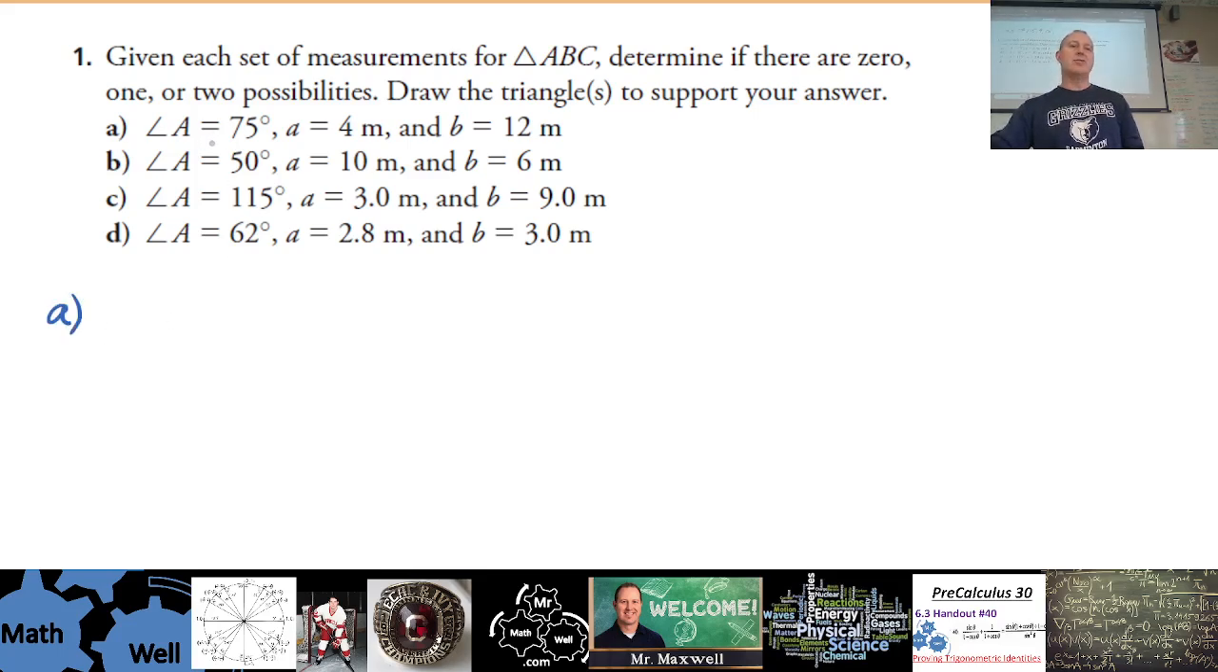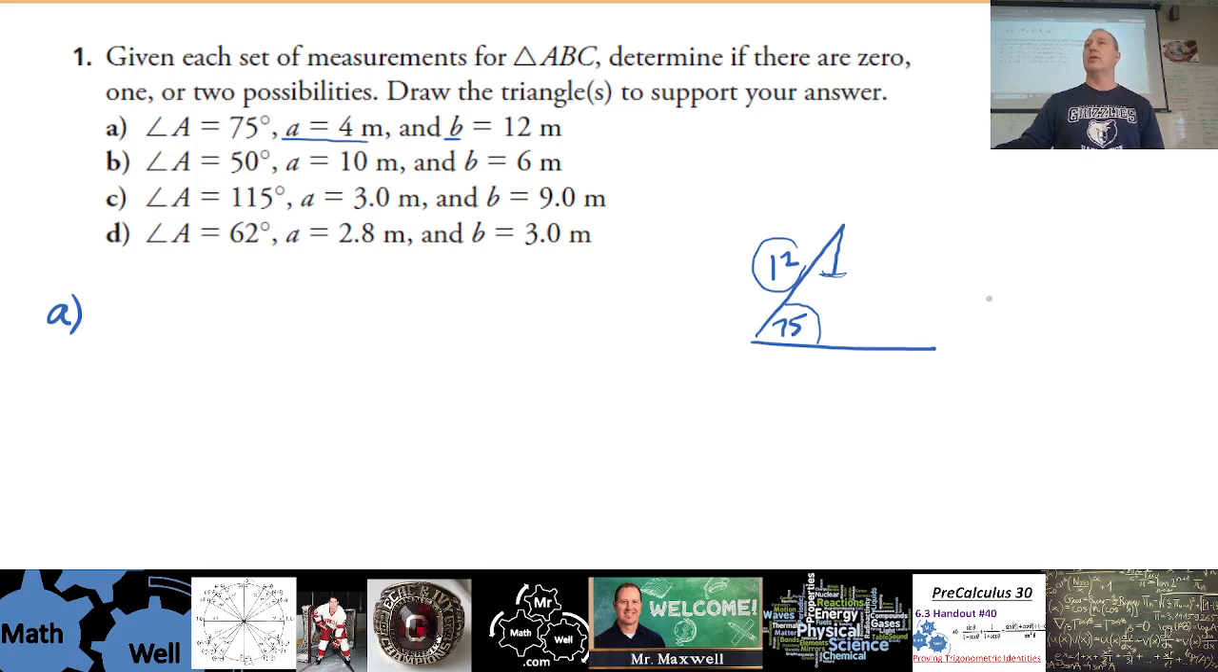Okay, so angle A is 75. Now I'm going to, again, I always do this, just give a rough sketch, 75, okay? The adjacent side is 12 here, and the opposite side is 4. If you draw this roughly to scale, because this angle is so big, and this side is so long, I can tell already there's probably going to be no triangles formed. Do you guys see that?